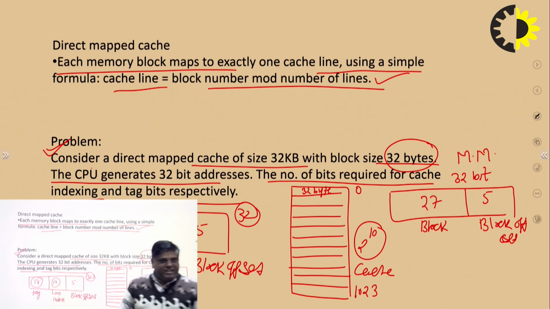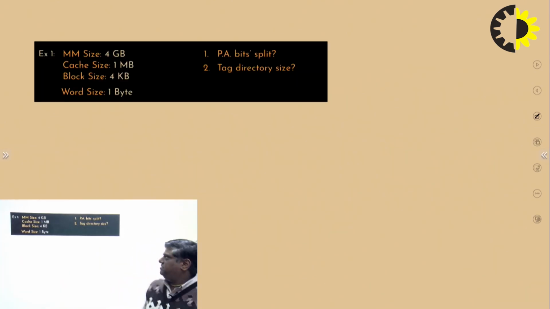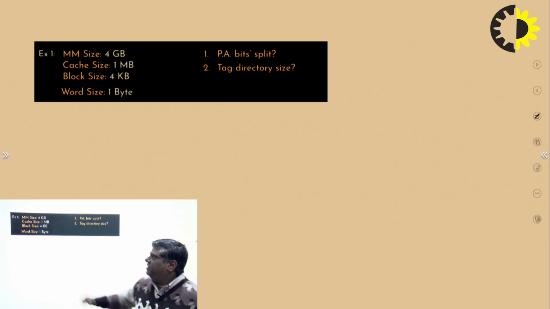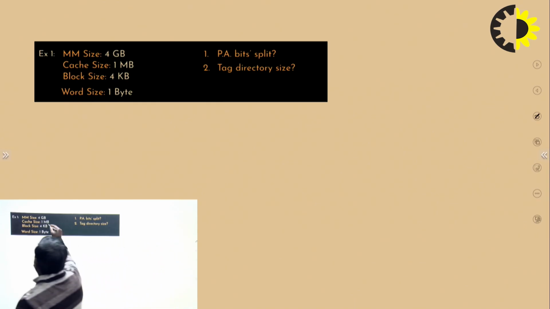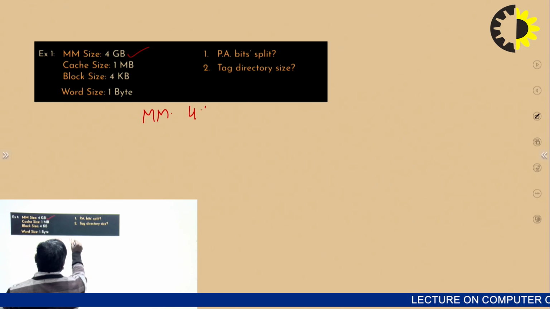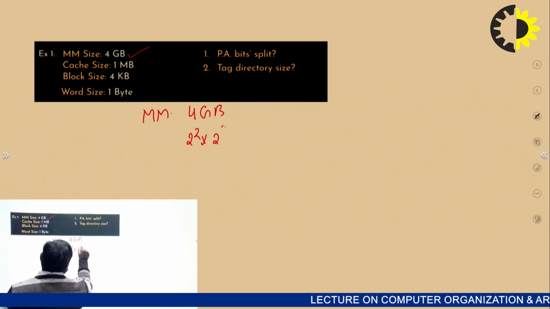We move on to another important question that is based on the GATE examination. You can pause for 1 minute and then solve this question. Now, what is the size of the main memory? The size of the main memory is 4 GB. First, we discuss the main memory, that is 4 GB. It means 2 to power 2 into 2 to power 30.